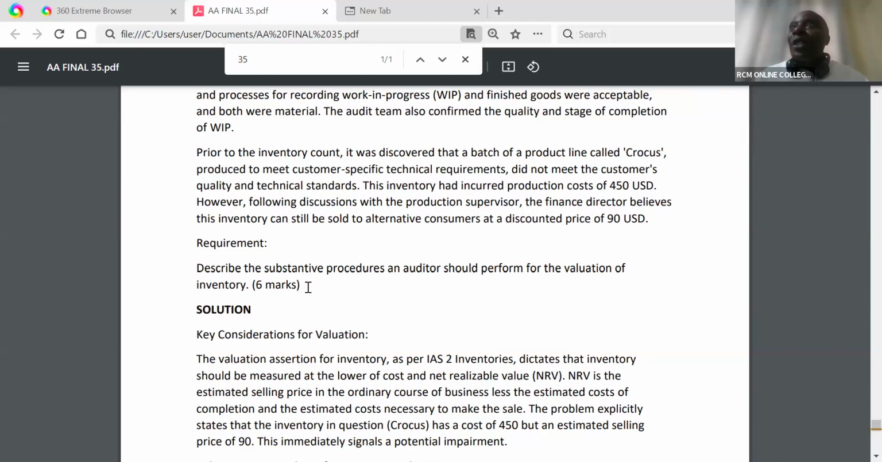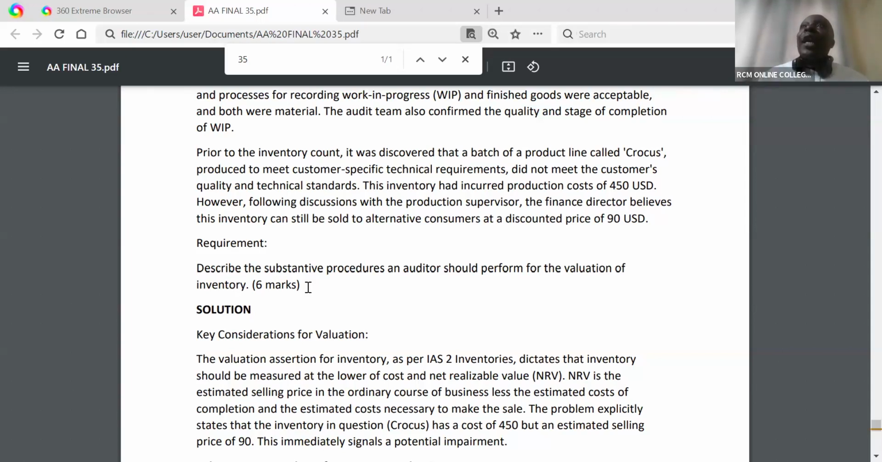Now, even on valuation, I would still ask to see how genuine this person who is expressing interest to buy these defective items at 90 is. I would want to establish how genuine he is, because someone will come and just place a bet and they're not serious.